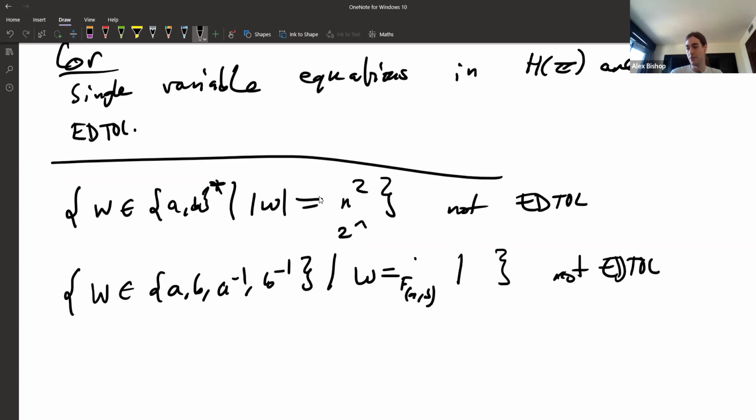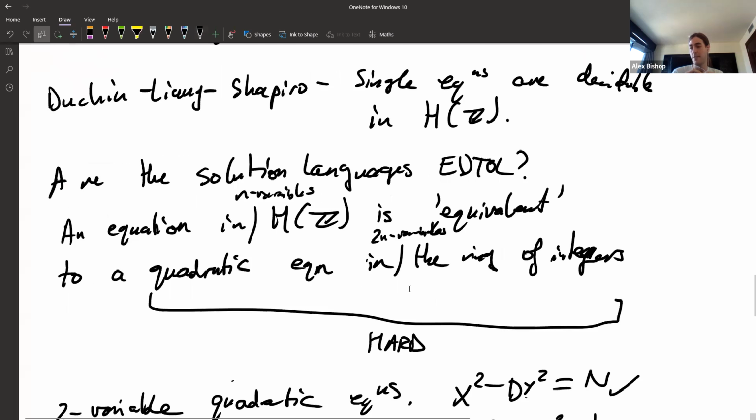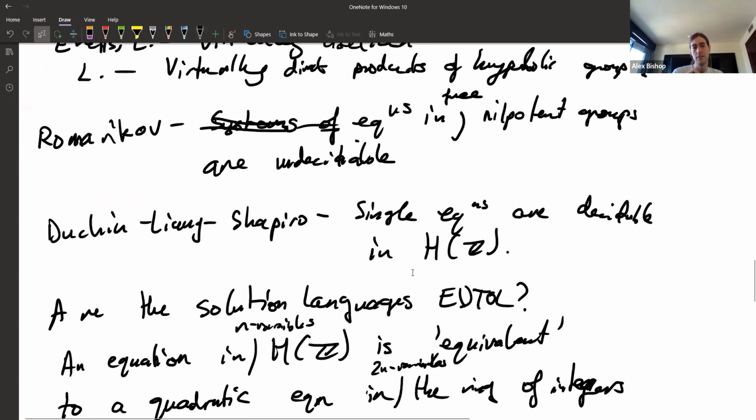Since we have about 2 minutes left, I'd just like to ask one thing. Could you scroll up to the part where you mentioned the Romankov result about systems of equations in nilpotent groups being undecidable? Yes, here. Originally you mentioned that systems of equations in nilpotent groups are undecidable. Then you crossed out systems of equations, and underneath you say single equations are decidable in the Heisenberg group.